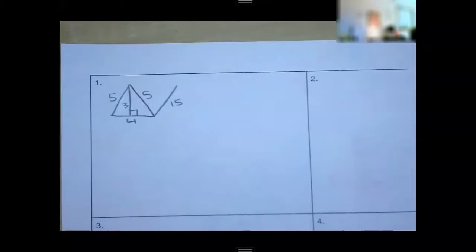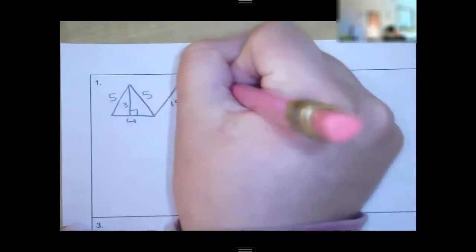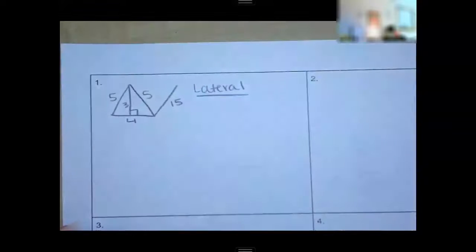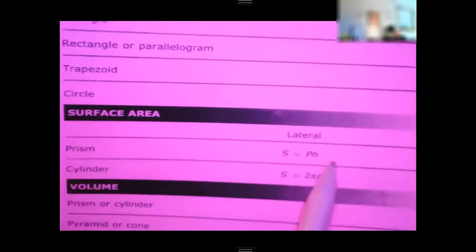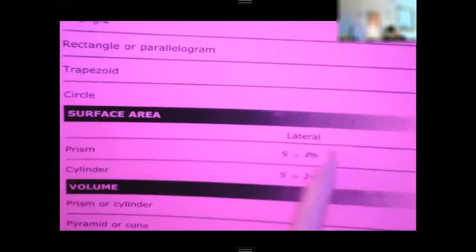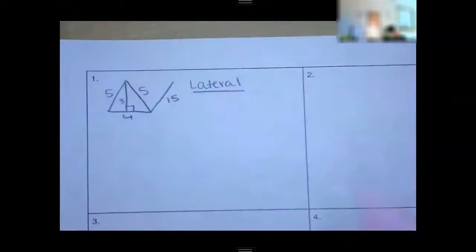I did not specify lateral or total. I said define both in the directions. So we're going to do both for each shape here. Okay? So up here, I'm going to write lateral, so we know that's what we're doing. For lateral surface area of a prism, you're going to come to your formula chart, find the surface area section, find prism, and lateral. So we're doing this formula right here, S equals big P times H.